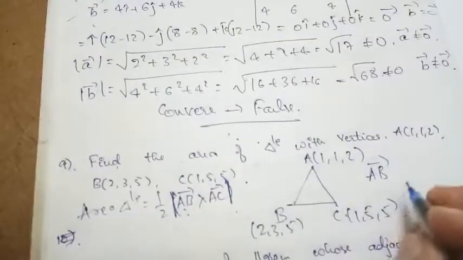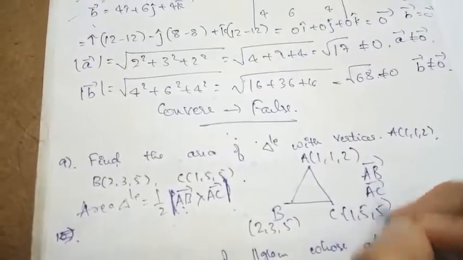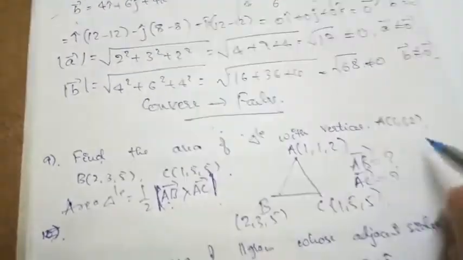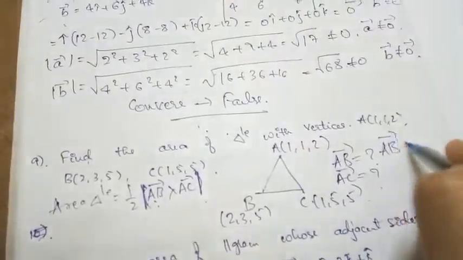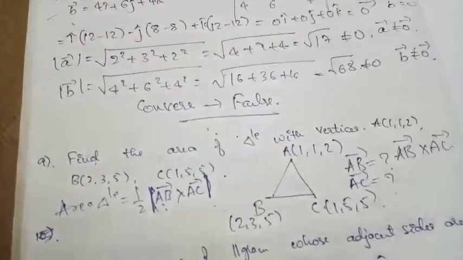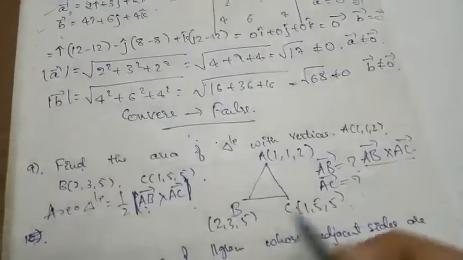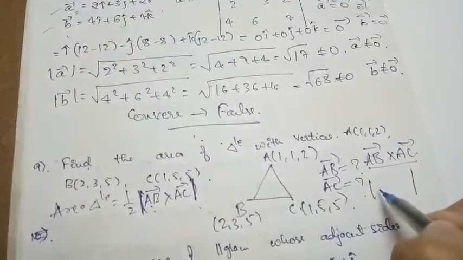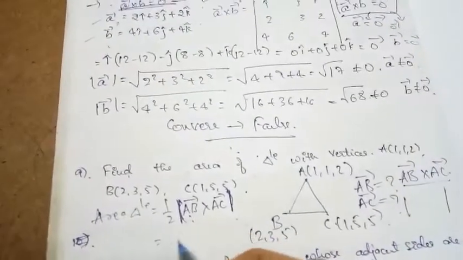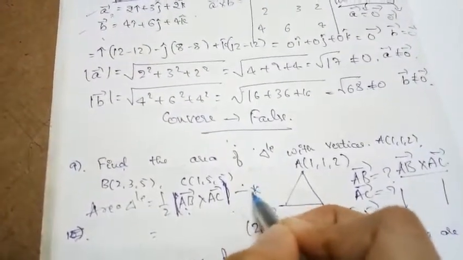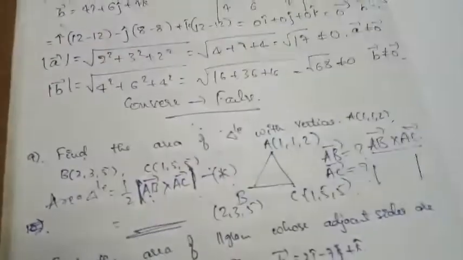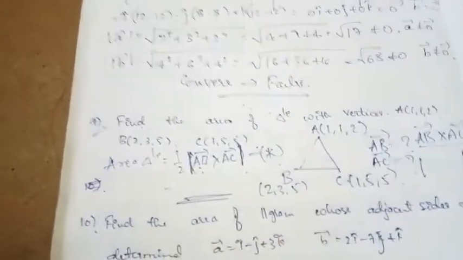First find vector AB, then find vector AC. After finding vector AB and vector AC, take the cross product of vector AB cross vector AC. After finding the cross product, you are going to get a vector. Take the magnitude of that vector. After taking the magnitude, substitute in this equation, that is star, that is area of a triangle. You are going to get the area of a triangle. So this is a hint regarding the 9th question, how to solve it.